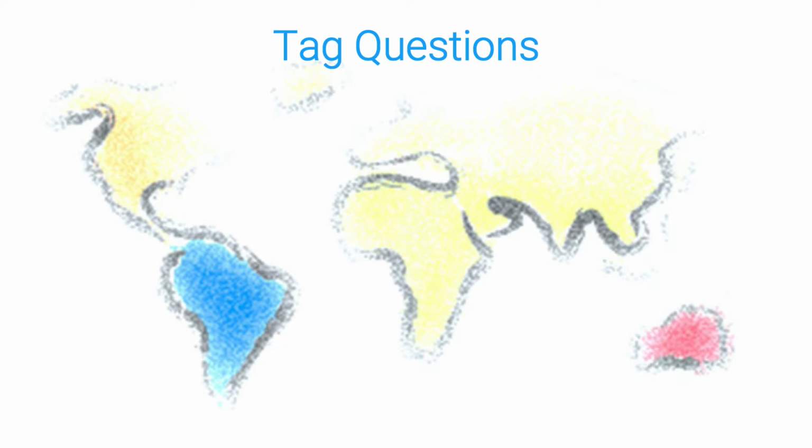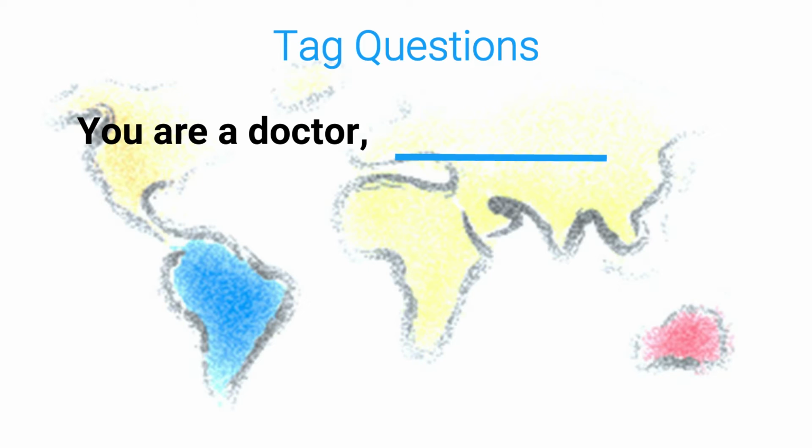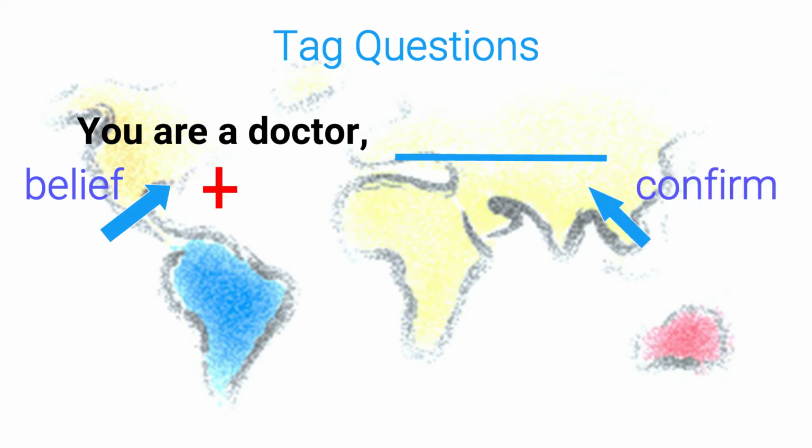Hey gang, today we're looking at a grammar concept called tag questions. Tag questions are questions that are put at the end of a sentence or declarative that are used to confirm our beliefs. For example, you are a doctor. This is my belief. This is what I believe to be true, and is a positive statement. So to confirm my belief, I'm going to put the tag. Because my statement is positive, my tag needs to be negative. So the entire phrase ends up being, you're a doctor, aren't you?